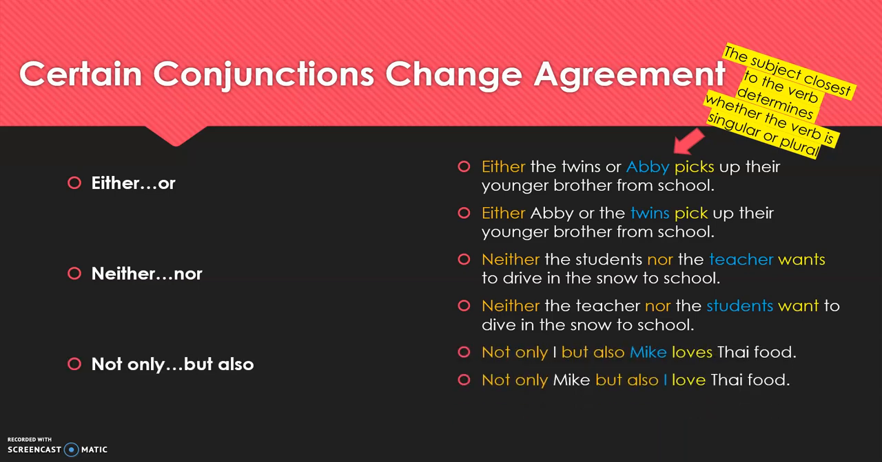Same idea with not only, but also. You can take a moment to look at these two sentences and see how it changes. Please remember from our last presentation that the subject I takes a plural verb a lot of the time. So even though it's singular, because of that rule and because I is closest to the verb, it gets the same verb it would have if it was on its own.